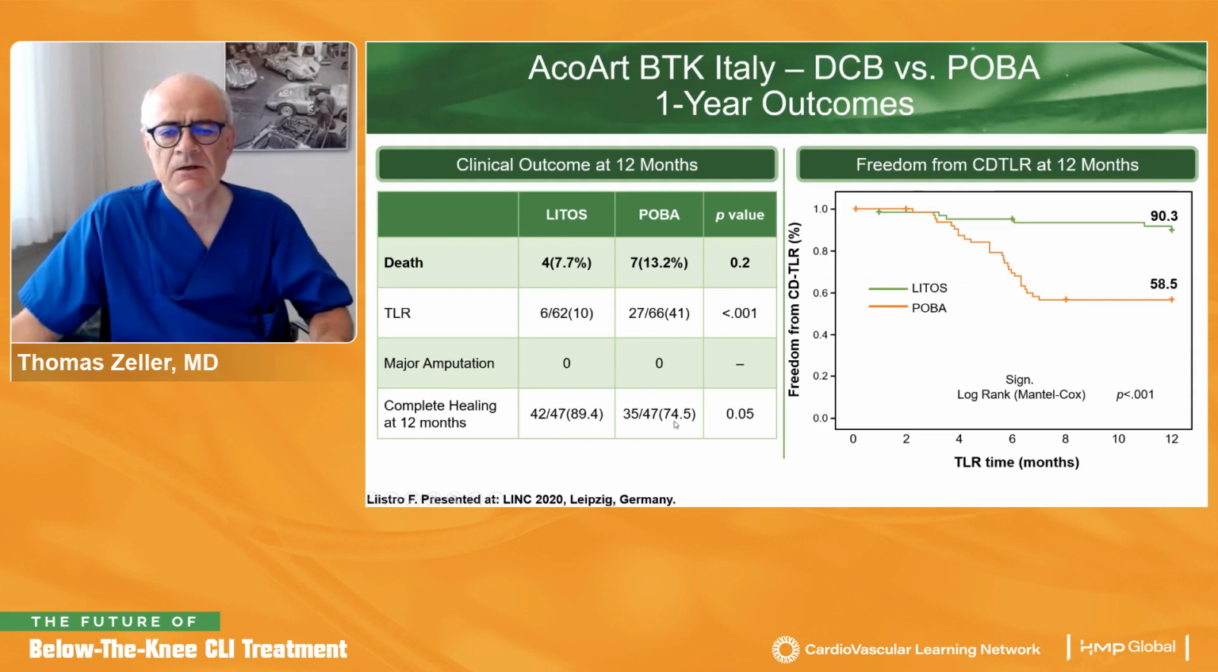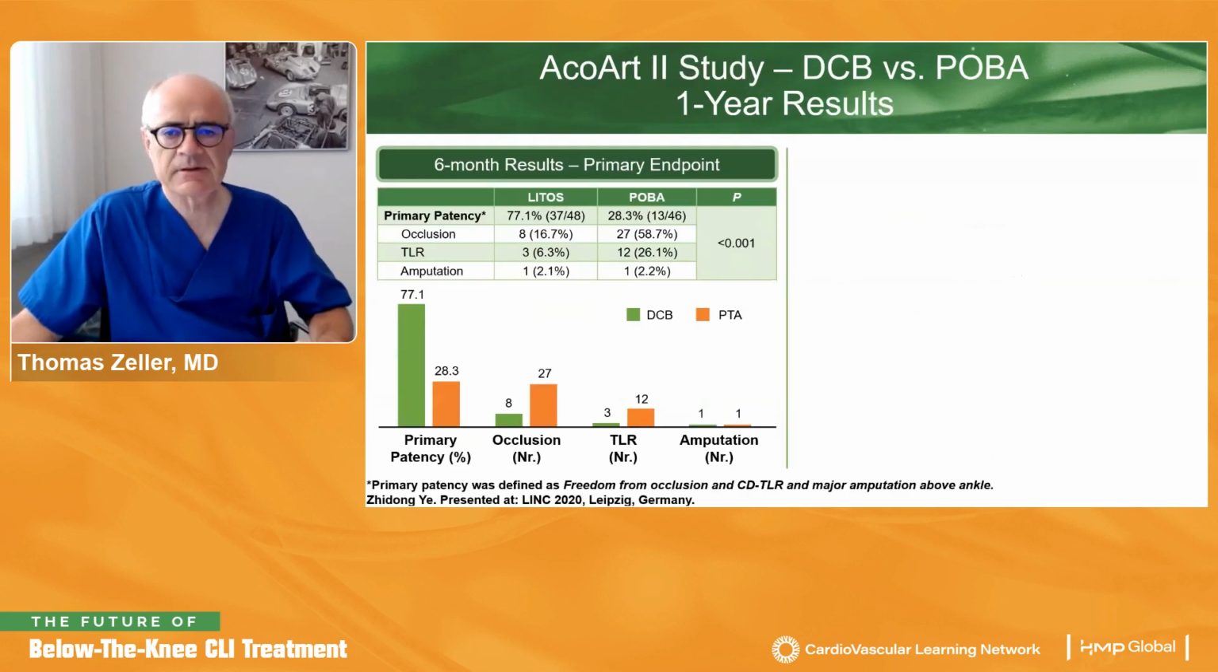So we have 2 major outcomes coming from this study at 1 year. We have the technical endpoint, which is reocclusion rate, which was favoring the DCB, and also the wound healing, which is a major clinical endpoint. The second study is the so-called ACOR2 study from China.